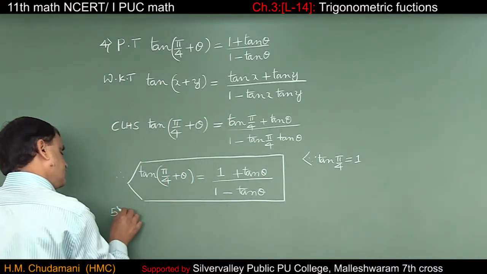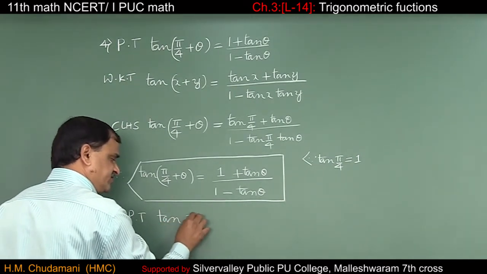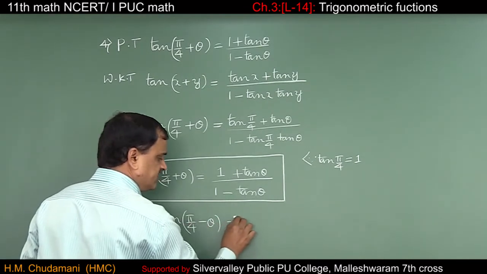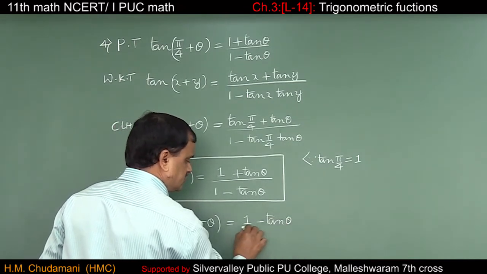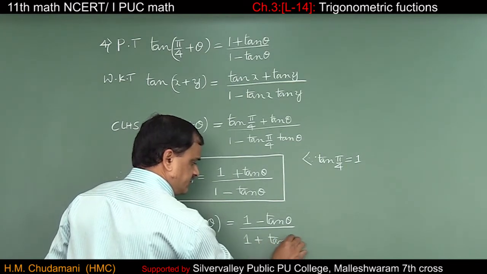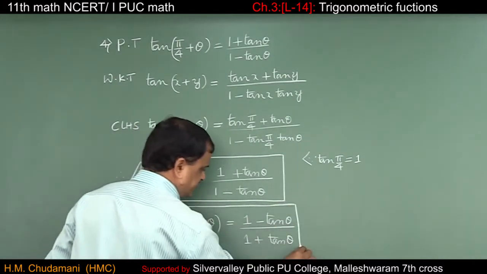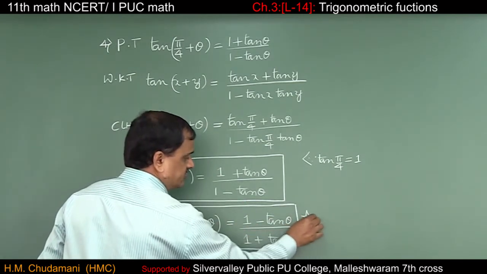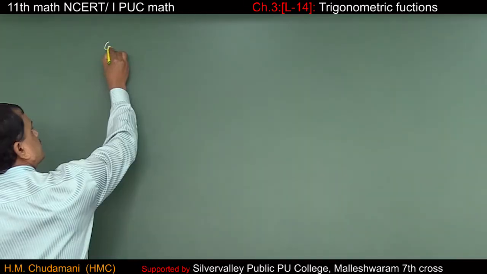Similarly, we can prove this. This is a result. You need to remember this. Tan of pi by 4 minus theta is equal to 1 minus tan theta divided by 1 plus tan theta. We make use of this result often. So please try to remember these two. The proof is similar to this one only. So we make use of tan of x minus y formula. Okay.